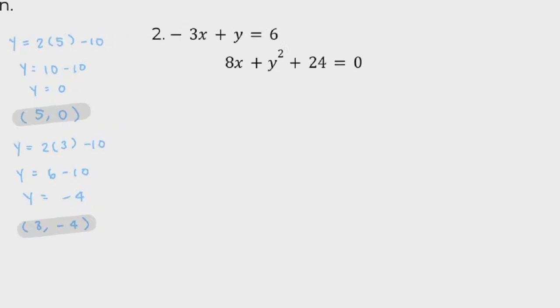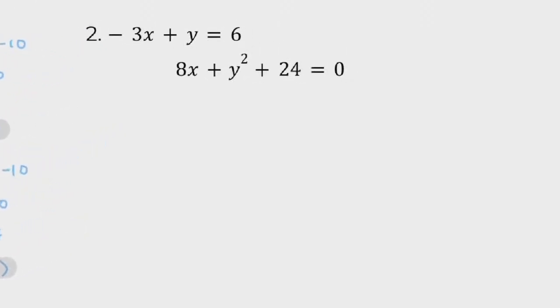Okay, in this next one, we don't have a variable isolated already, but we can easily do that using the first equation. We can add 3x to both sides. So we would get y equals 3x plus 6. And just like with the first equation, we're going to substitute. So I'm going to plug this in for y here. So that's going to be 8x plus (3x plus 6) squared plus 24 equals 0.